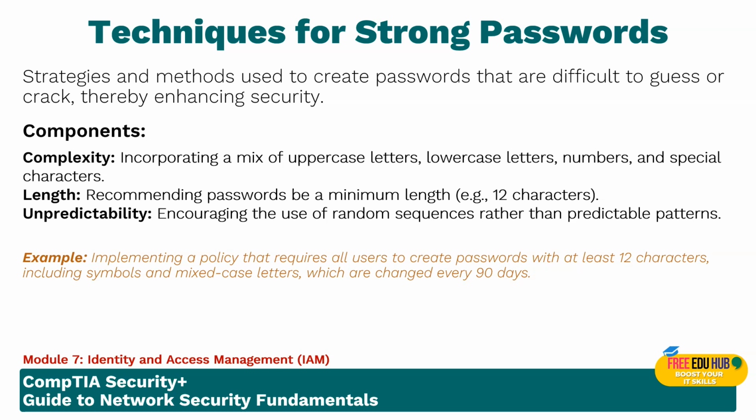Then we have length, which is the recommended password should be minimum, for example, 12 characters, etc. Now, onto the password length. This is the most effective method of having complex passwords, when you have a longer password as compared to having a minimum character length of 8. Think of it in a way like each extra character is an additional layer of defense against the potential intruder. The longer the password, the greater the number of total combinations that will be required in order to crack the password. Unpredictability is encouraging the use of random sequences rather than predictable patterns.